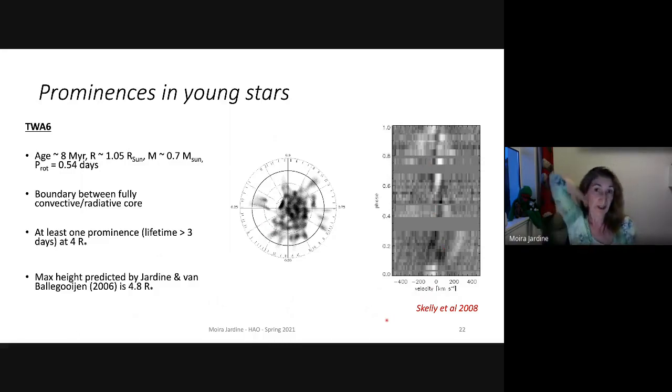So even in very young stars, we see evidence of prominences. This one even had the grace to produce a prominence at just below the predicted maximum height at which they could form. So I think this is one of my favorite stars.